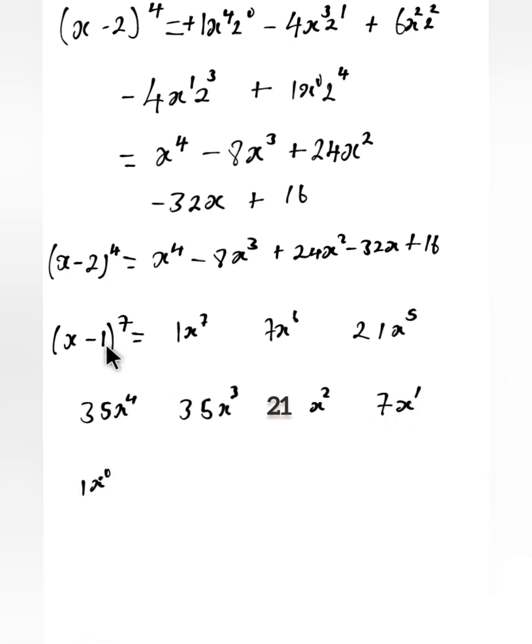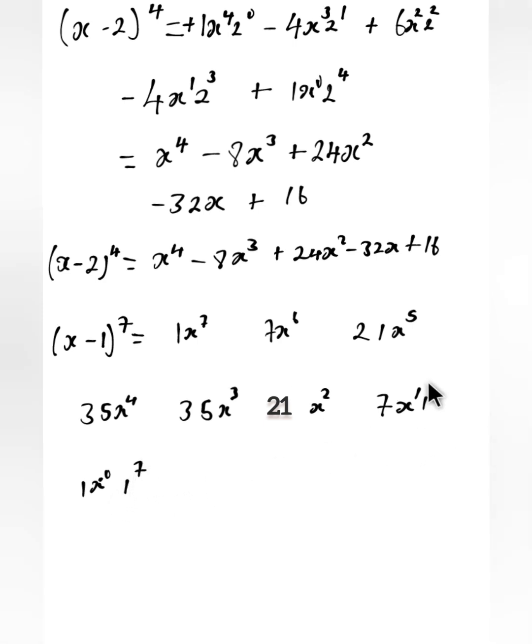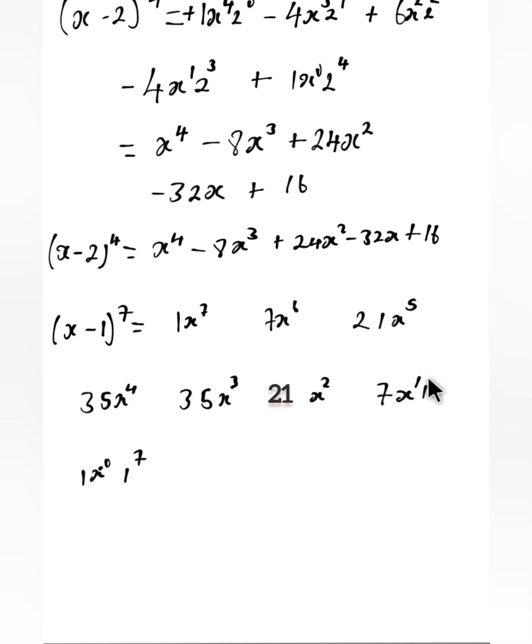Now this is 1. So start from here, 1 raised to the power 7, 1 raised to the power 6, 1 raised to the power 5, 1 raised to the power 4, 1 raised to the power 3, 1 raised to the power 2, 1 raised to the power 1, 1 raised to the power 0. Now this is negative, so the sign will alternate. Start with positive, negative, positive, negative, positive, negative, positive, and negative.